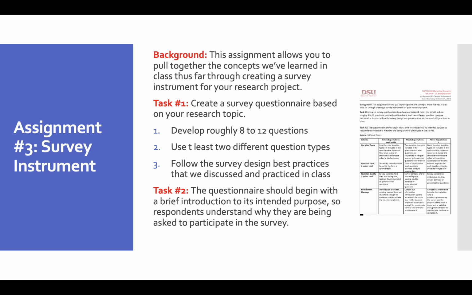So your first task is to create a survey questionnaire based on your research topics. This means 8 to 10 questions, or 8 to 12. You may have more if you have a number of demographic questions and things like that, but you really want the meat of your survey, the information you're looking for, to be short. So think about it that way.